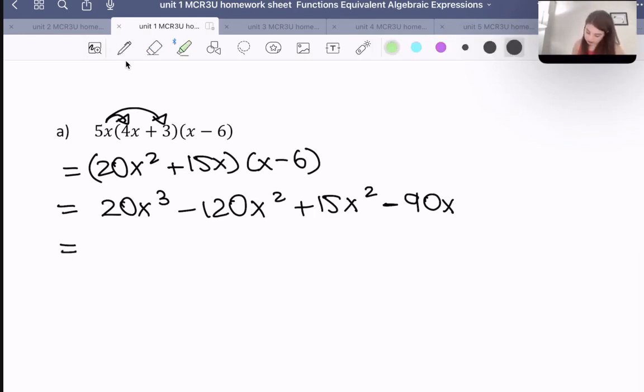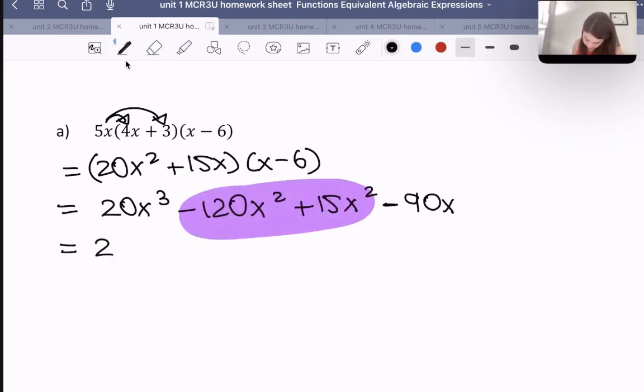And there we go. And now we just need to collect like terms, which is only 2, which are these middle 2 here. These are like terms. So I'll collect those up and argue that minus 120x squared plus 15x squared is the same as negative 105x squared. Very good.